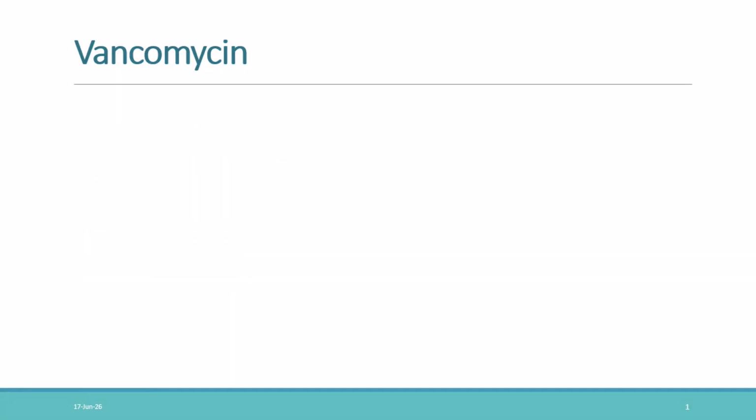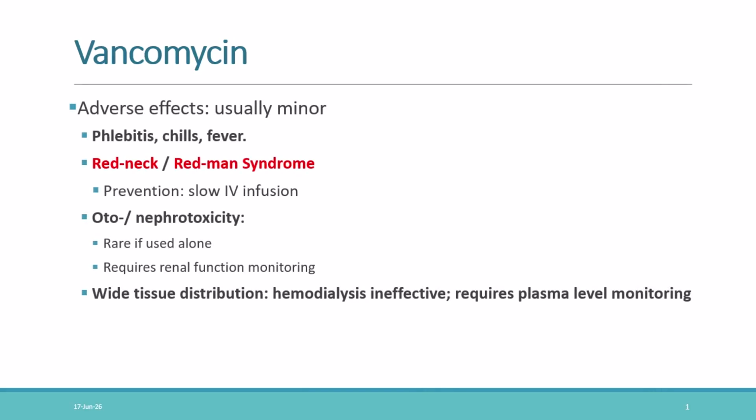Although vancomycin is an extremely valuable antibiotic, several adverse effects deserve attention. One of the best-known reactions is red man syndrome, which is characterized by flushing, erythema, itching, and occasionally hypotension. This reaction is not a true allergy but results from rapid histamine release during infusion. The risk can be minimized by administering the drug slowly over an extended period.